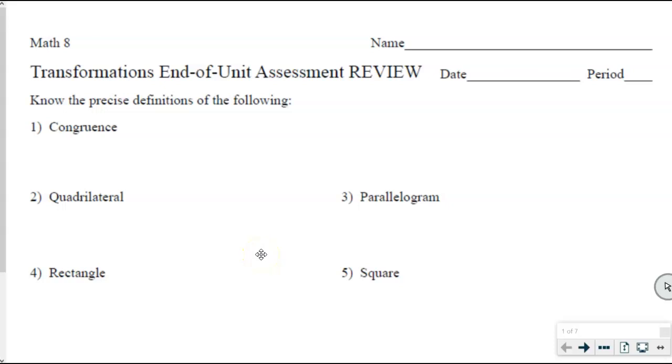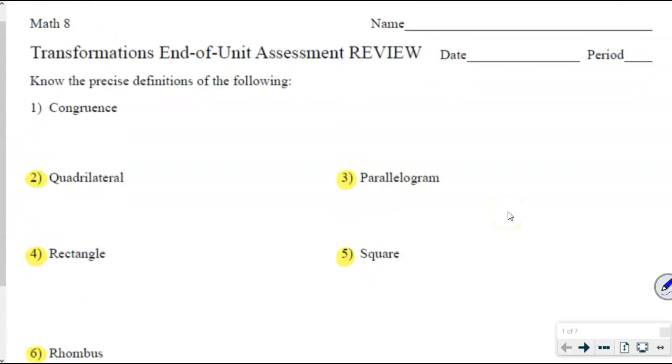Hello Math 8 students, this is a review in preparation for our end of unit transformations unit. We're taking our test tomorrow, so we're reviewing today. Last year when I gave this test, students struggled on certain questions, not because they didn't know transformations, but because they didn't know definitions of these things. So we're going to talk there first, make sure that we have a good solid understanding.